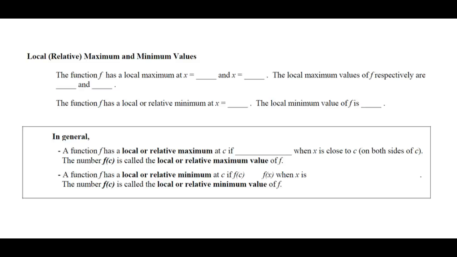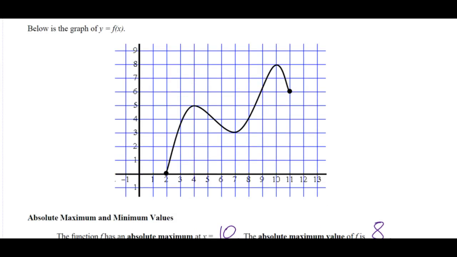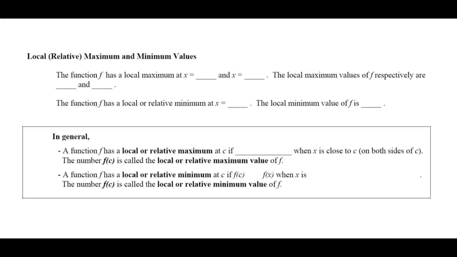Local or relative maximum and minimum values. So we also have local or relative maximum and minimum values. The function f has a local maximum at, so local we're talking in this vicinity. Going back to the graph, where is there a local maximum? At 4, 5, and at 10, 8. So it has a local maximum when x is equal to 4 and x is equal to 10. The local maximum values are 5 and 8.